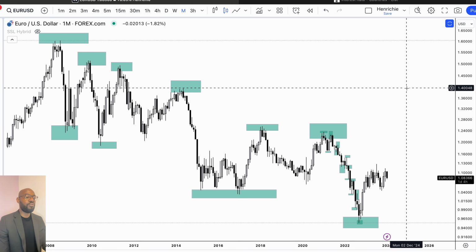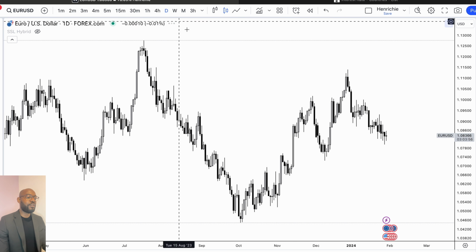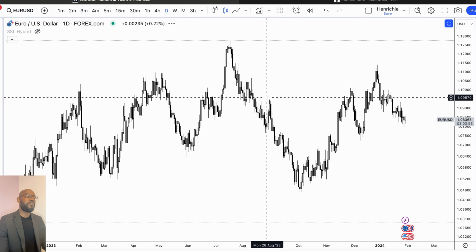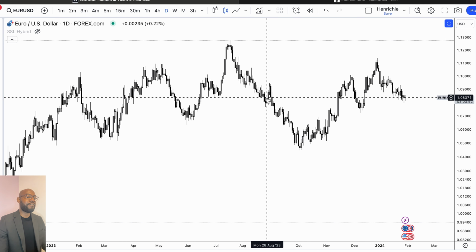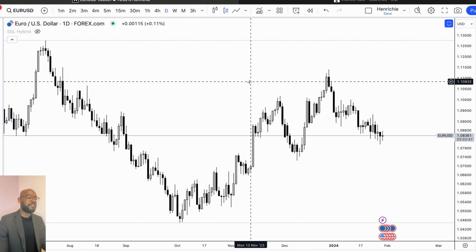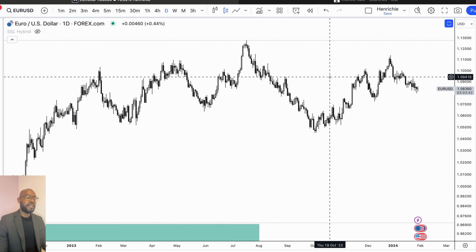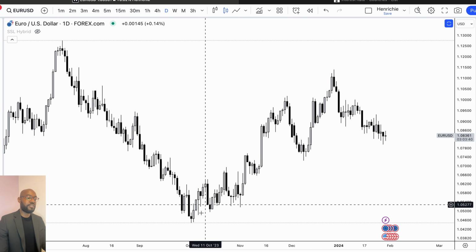Now, you can use this same analysis and do the same thing going to the daily time frame, to the 4-hour time frame. I'm also going to break it down for you. Now, if you're looking at the daily time frame, the current price action on the daily time frame is right here. This is the current price action on the daily time frame.